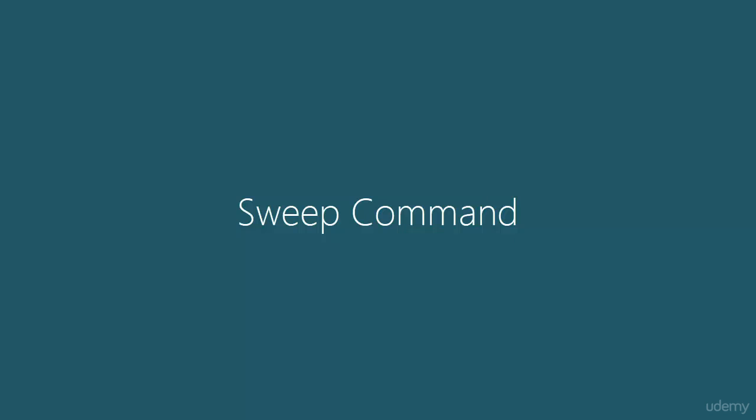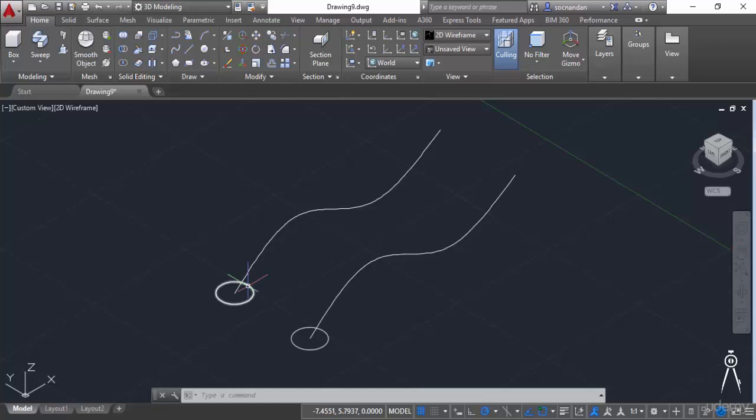In this lesson, I will tell you about the sweep command of AutoCAD. So here we have these two similar geometries, a circle and a spline. Both these geometries are made on two different planes.